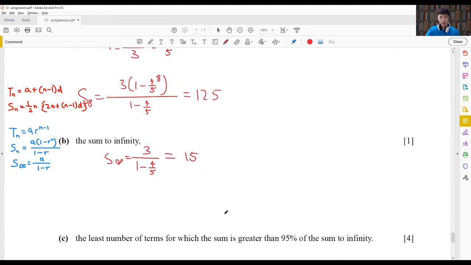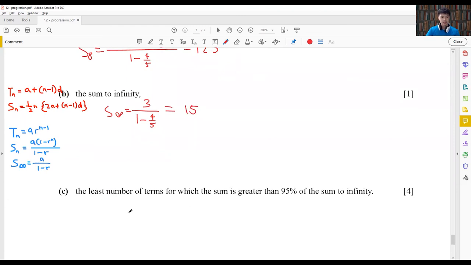Simple, right? And the last part here, the least number of terms for which the sum is greater than 95% of the sum to infinity. So first thing we need to do is find the value of 95% of the sum to infinity. 0.95 times 15, you would have gotten, what value is this? 0.95 times 15, 14.25. You want to have the least number of terms for which the sum is greater than 95%.